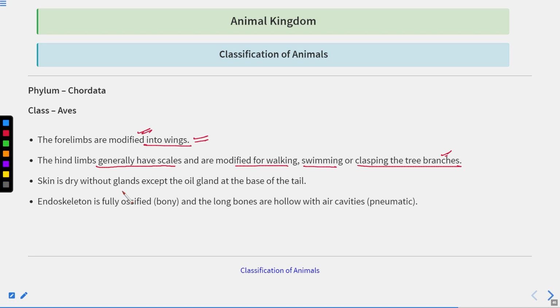The skin is dry without glands except the oil gland at the base of the tail. So at the tail region, they have some oil glands, but otherwise their skin does not have any oil secreting glands. Endoskeleton is fully ossified, that is bony, and the long bones are hollow with air cavities. Very important feature of the birds. The long bones have a hollow cavity, and that is why they are called pneumatic bones. The bones are pneumatic.